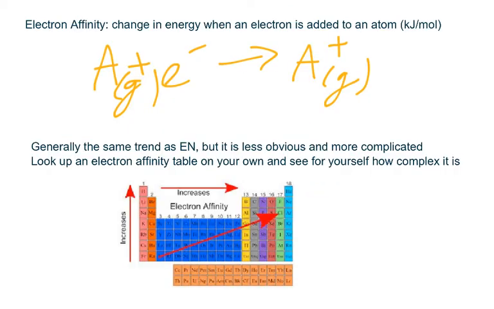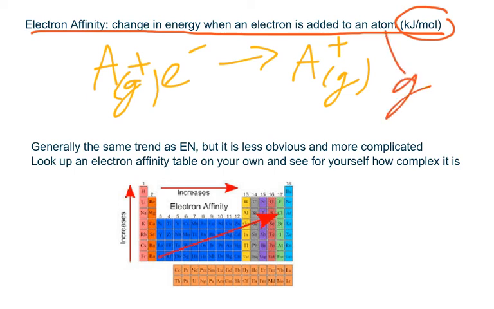All right, moving on. Electron affinity is the change in energy when an electron is added to an atom. It is measured in kilojoules per mole. It's kind of the same thing as ionization energy, but in this case, it's the change in energy when you add a mole of electrons to a mole of atoms in the gas phase.